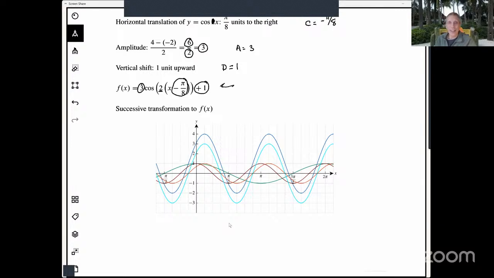I think all the grid lines are in there as above, and I think I've got 5 separate functions in there, eventually getting to the one up above, and see if you can figure out those transformations. Pretty cool.